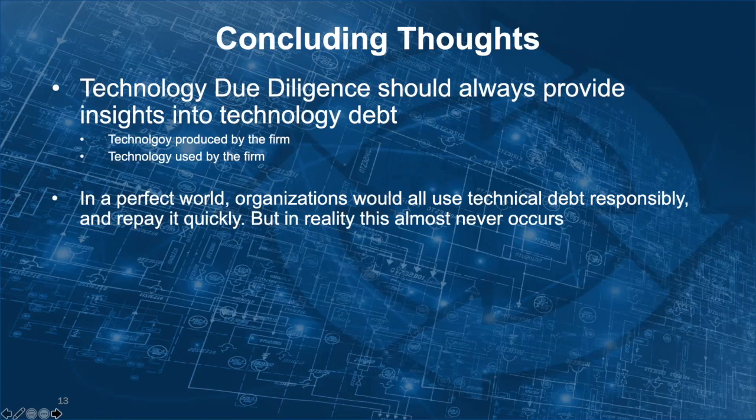Some concluding thoughts. One, technology due diligence should always provide insights into technology debt. This includes, of course, technology produced by the firm to take to market, but also technology used by the firm. Now, in a perfect world, organizations would all use technology debt responsibly and repay it quickly. But in reality, this almost never occurs.